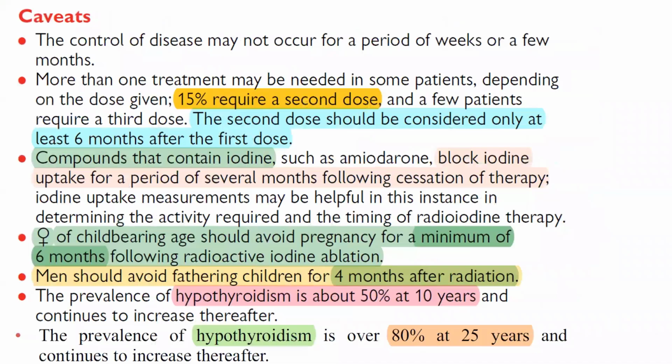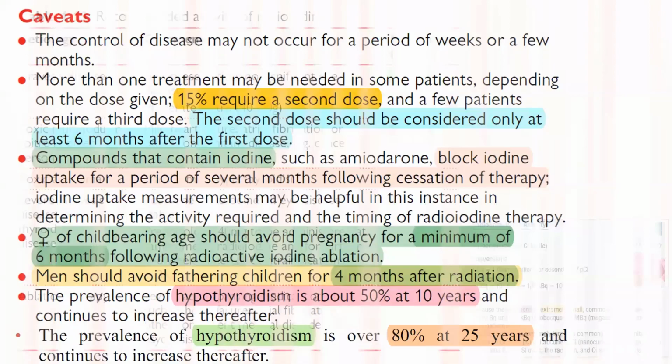And also, after radioactive iodine treatment, we should avoid pregnancy for 6 months. This is ideal for male and female according to the guideline. But in the Oxford Handbook, third and fourth edition, they mention 6 months for the female and 4 months for the male. So it is very important to know this number, and in each exam, they will ask a question like this.